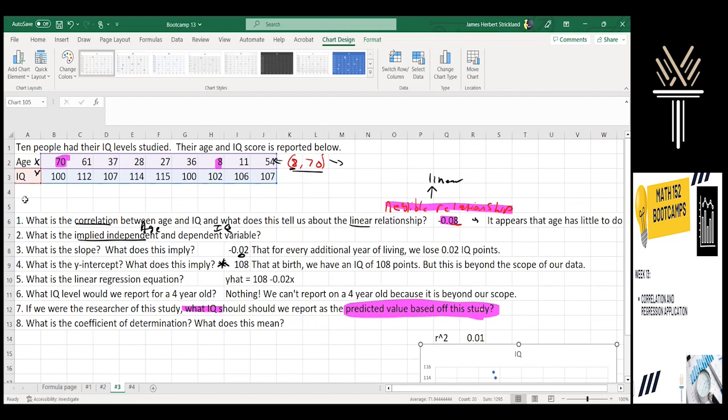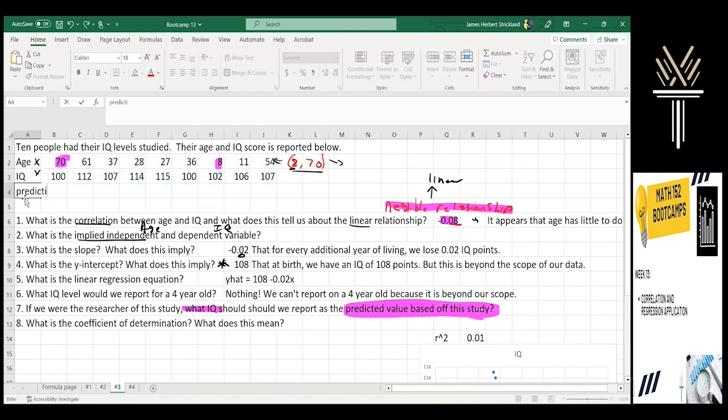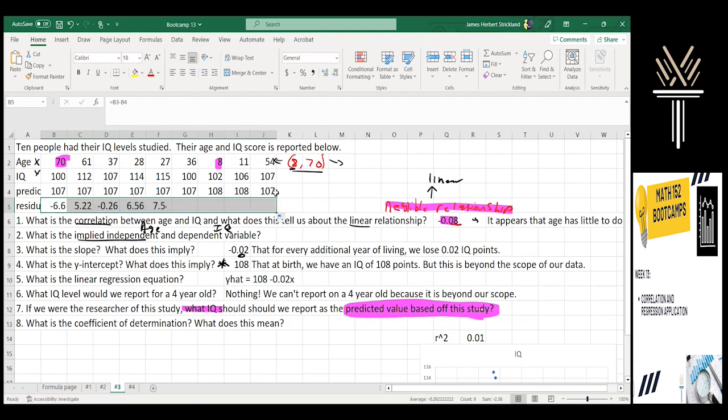And now let's get our residuals. Let's get our predictions and then get our residuals. So again, your prediction, let's just use our rounded values, 108 minus 0.02 times the input. Take it all the way across. And now we can say actual minus predicted. Take it all the way across. And we need to graph our age and our residuals.